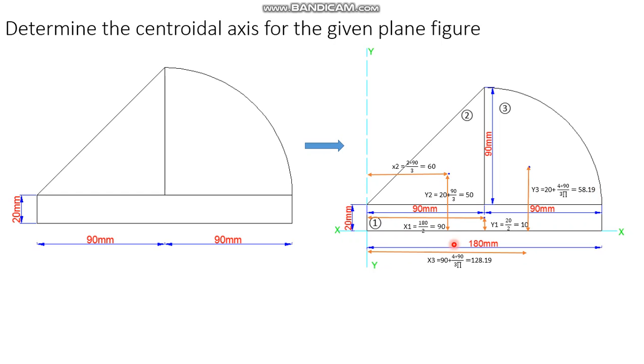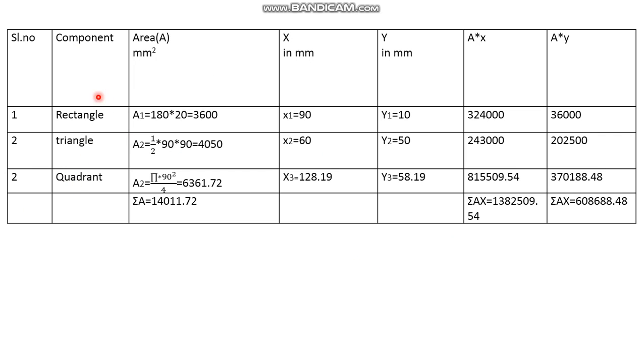So x1, y1, x2, y2, x3, y3, and a1, a2, a3, you have to substitute in this table. The components are, first one rectangle, second one triangle, third one quadrant. Area of the rectangle is 180 into 20. Area of the triangle is half into base into height, half into 90 into 90. Then a3 is pi r square by 4. Then x1 is 90, that is 180 by 2, and x2 and x3 you have calculated, and y1, y2, y3 as well.